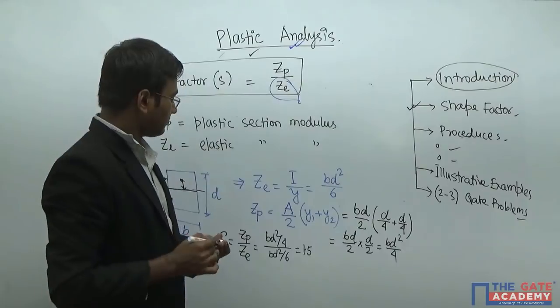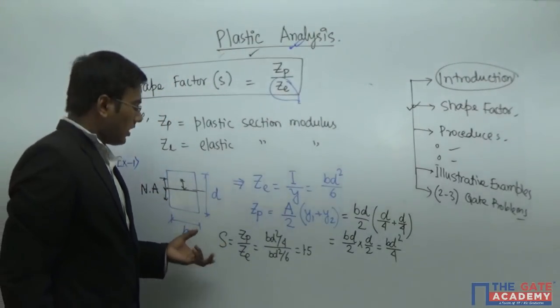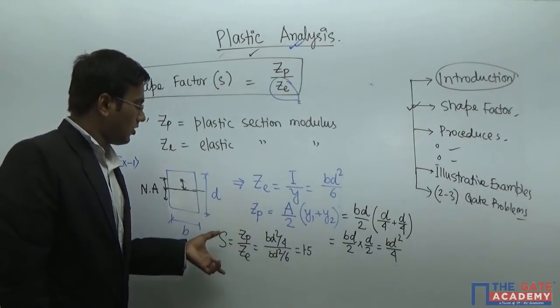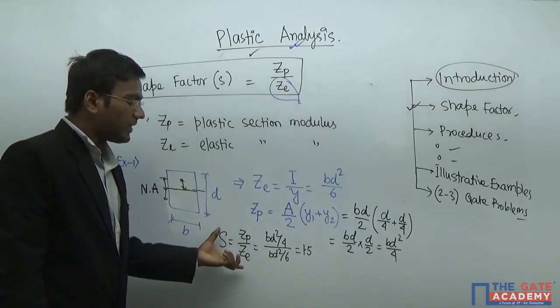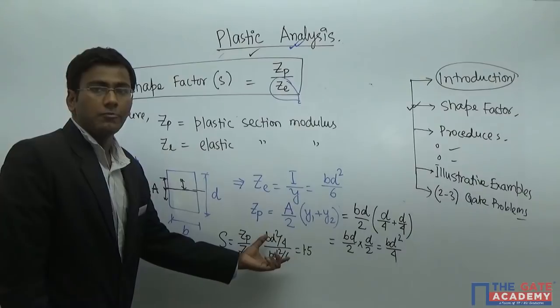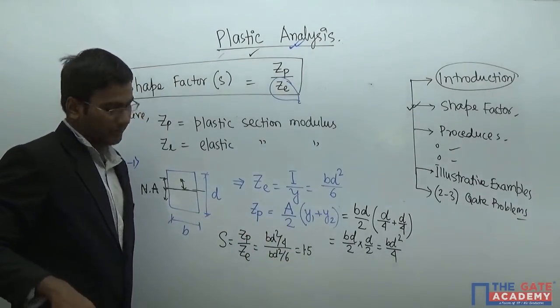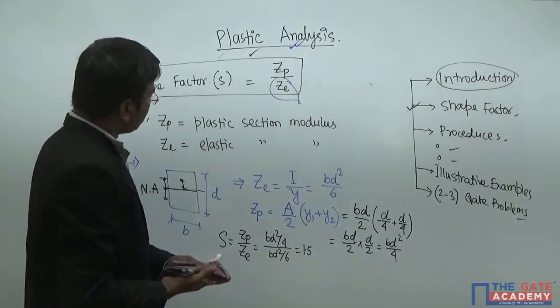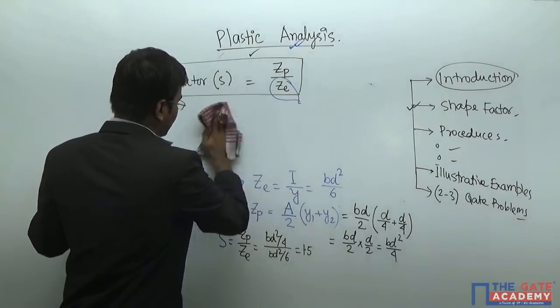Right? So this is a basic example of how to calculate the shape factor for different types of sections. I have shown you a basic example of the shape factor of a rectangular section. Please mind it, this is for a rectangular section. Now let us take some standard cases for shape factors.